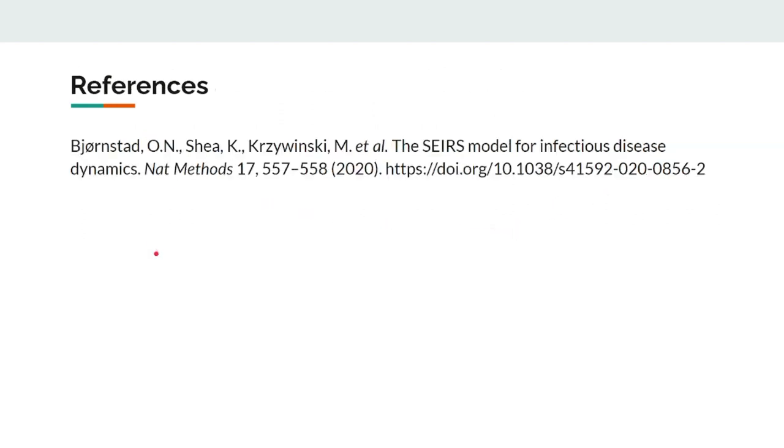Finally, we can see the reference where we saw the SEIRS model and used that as a basis for building the model that you saw here today.